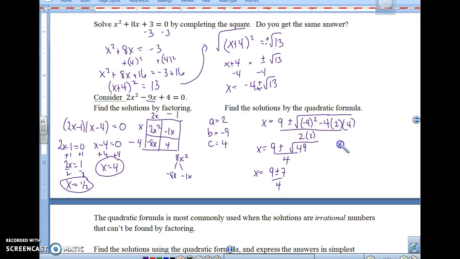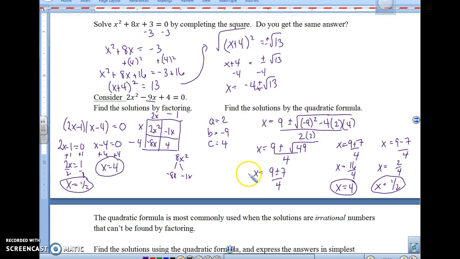All right, so that gives me two answers: 9 plus 7 over 4 and 9 minus 7 over 4. All right, so 9 plus 7 is 16 over 4, which is equal to 4. Oh, did we get that over here? And then 9 minus 7 is 2 over 4, and 2 over 4 is 1/2. So you can get it by factoring, or you can use the quadratic formula. The nice thing about the quadratic formula is it can be used anytime on any quadratic.